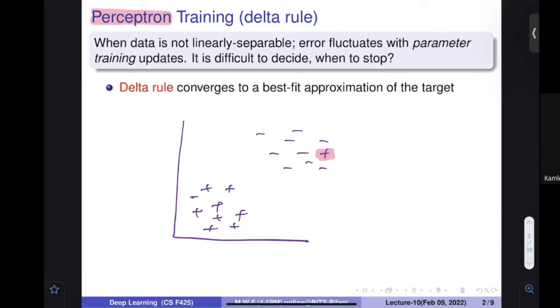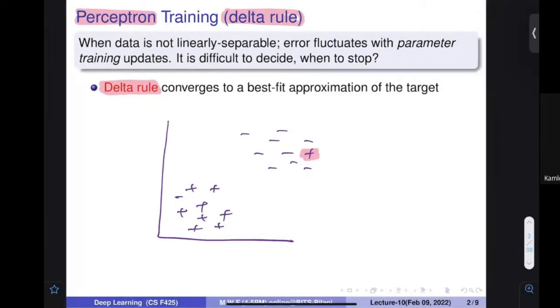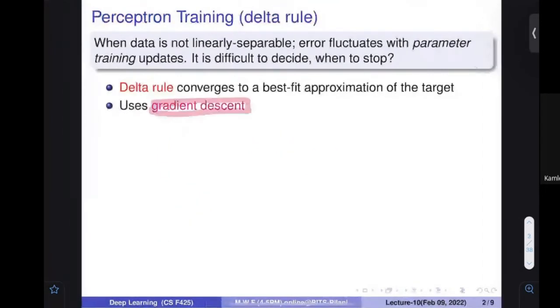there comes another method that is called the delta rule to rescue us. So we are going to see a different kind of perceptron training system that we are going to call the delta training rule. This particular method uses something very important that is called gradient descent. What is gradient descent? Gradient descent is very simple.